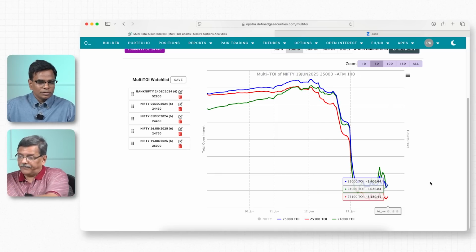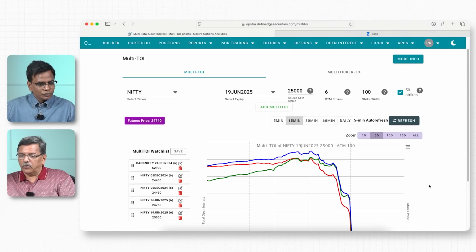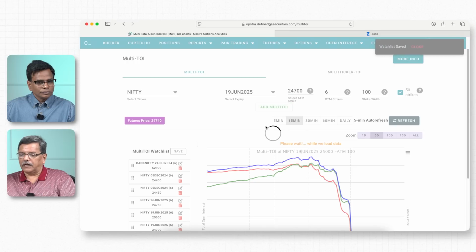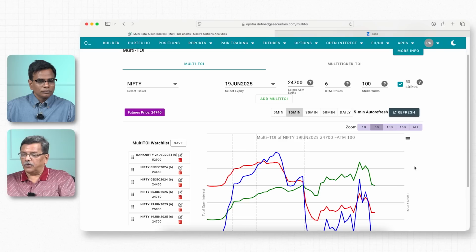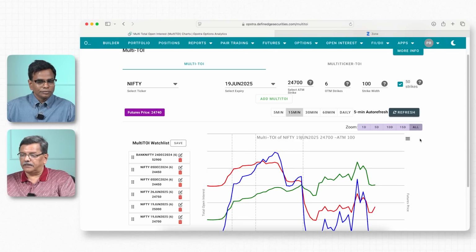Maybe we can see. Yeah, in fact, that is what is happening now. Or if we go to current, let's say 24,700, which is the current at the money, and if I add this TOI, now it will take 24,600, 700 and 800. So see, this is choppy. So they are also confused. No one knows what is going to happen in terms of headlines in the war.